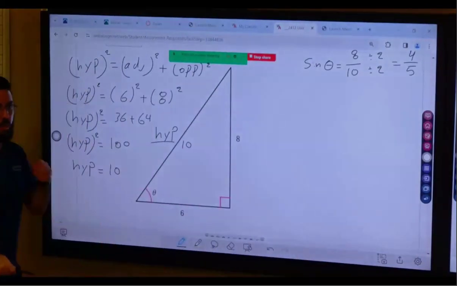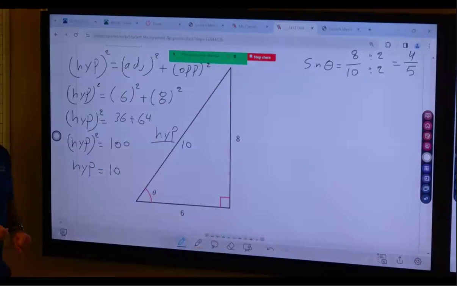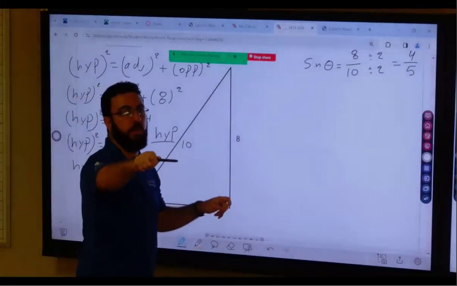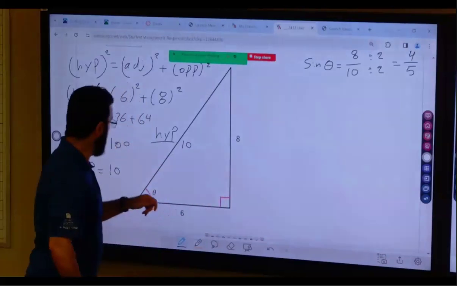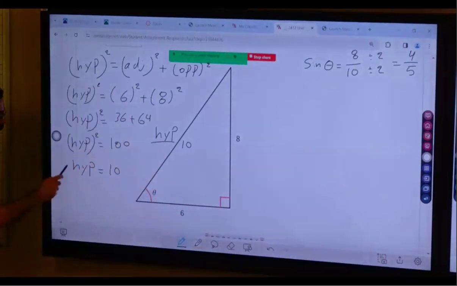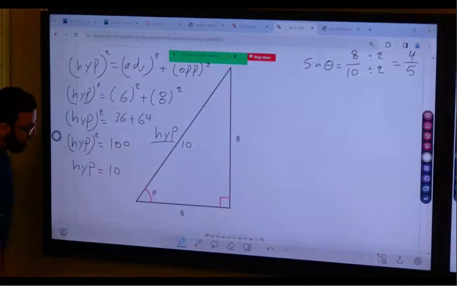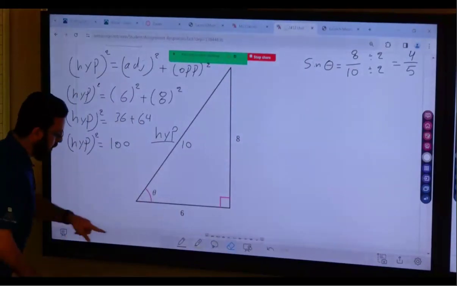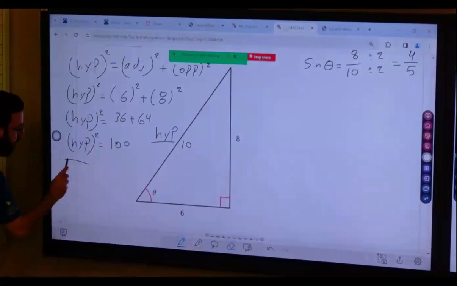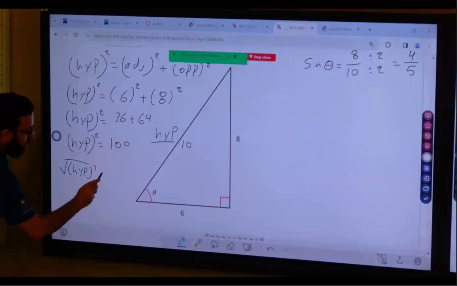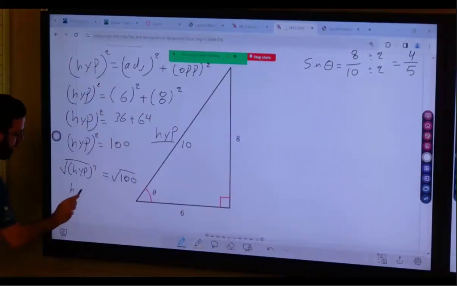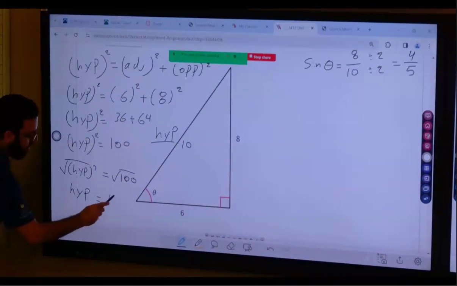You got it? You can't skip the reading. I was just saying it's hard to get 10, because I just see 100 and then you go down. Okay, so I took the square root of both sides. The square root of the hypotenuse squared equals the square root of 100. That means this side is going to be equal to 10.